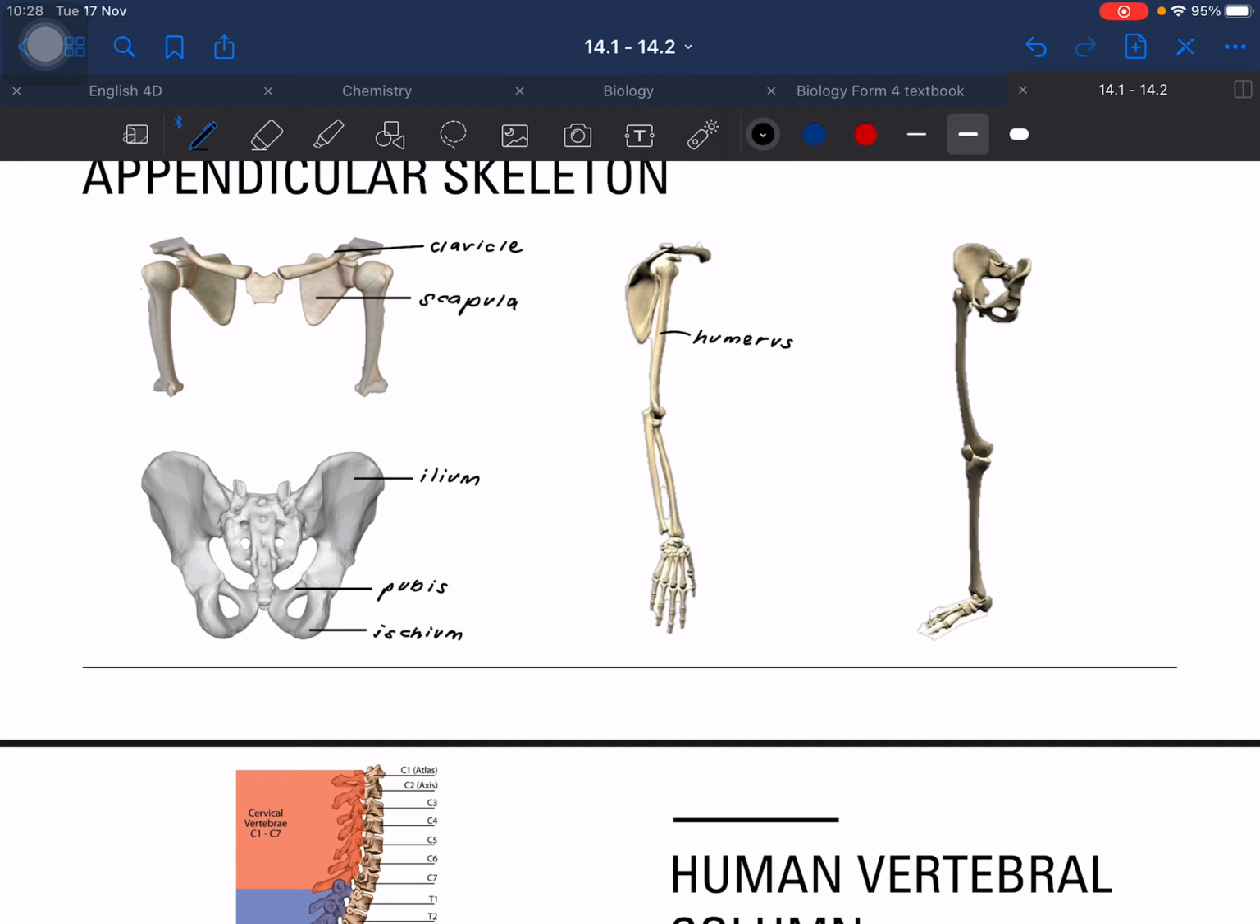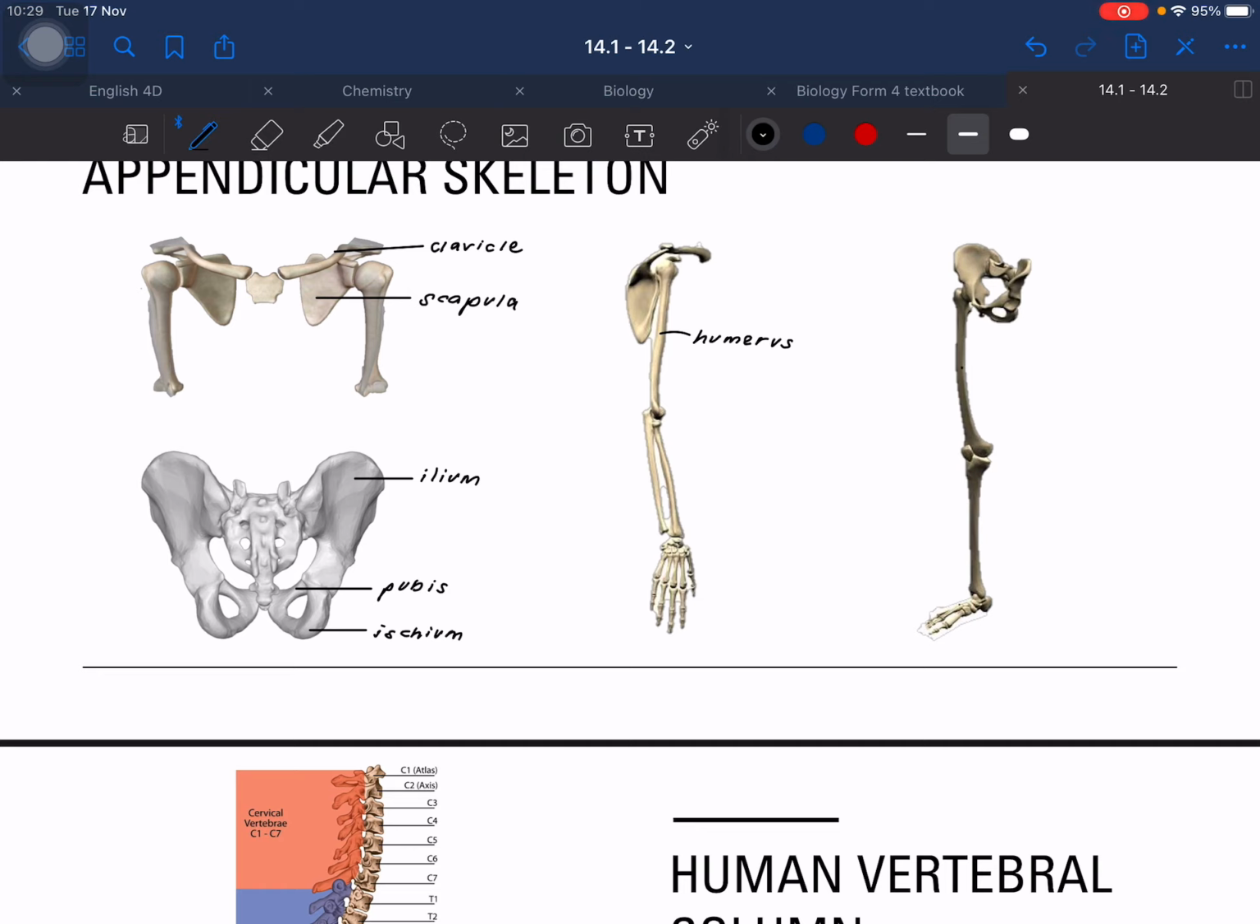And then you have your ulna, radius, carpals, metacarpals, and your phalanges. So I won't label that part because it's a lot, so please remember. Your radius would be the front part, and your ulna would be the back part, right? And then lastly would be your lower limb.